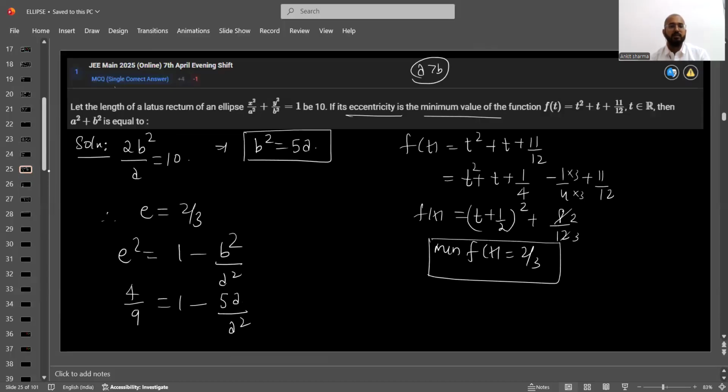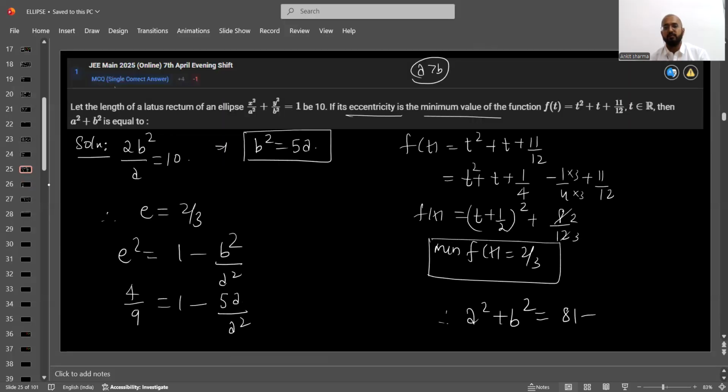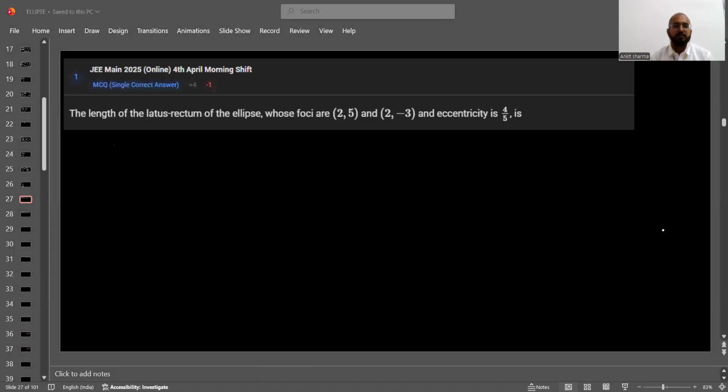So now what do we need? We need A square plus B square. So therefore, A square plus B square would be, A square is 81, plus 45. It's going to be 81 plus 45, which will give me 126. Moving to the next question.